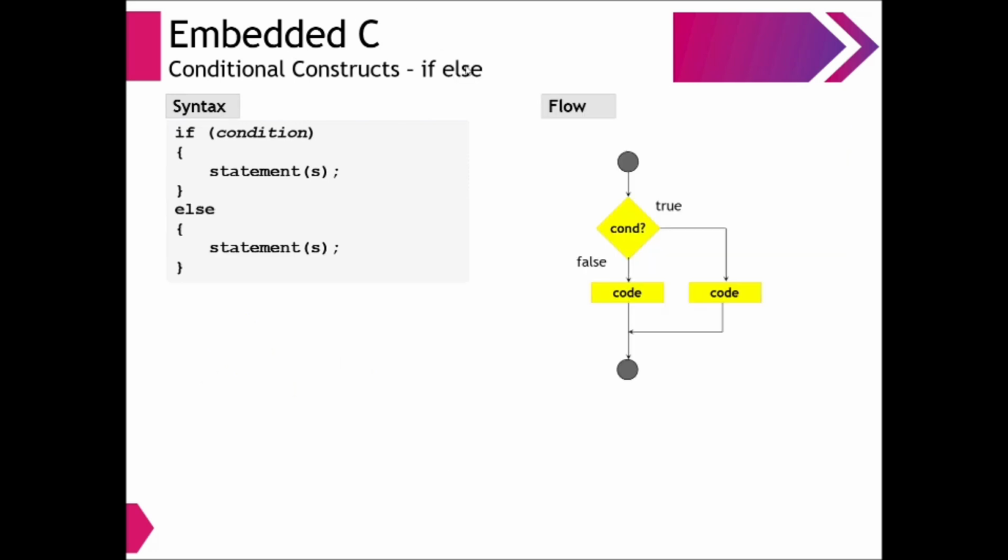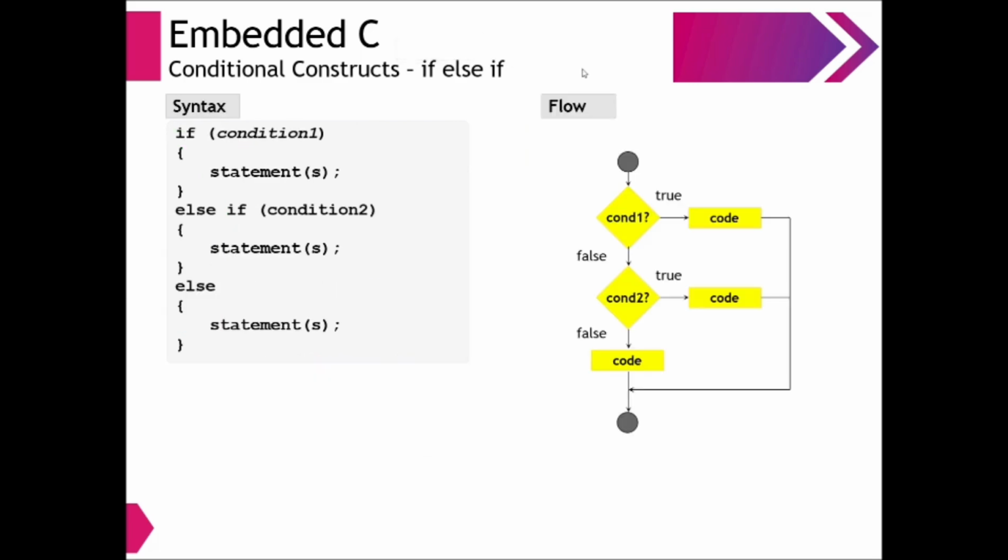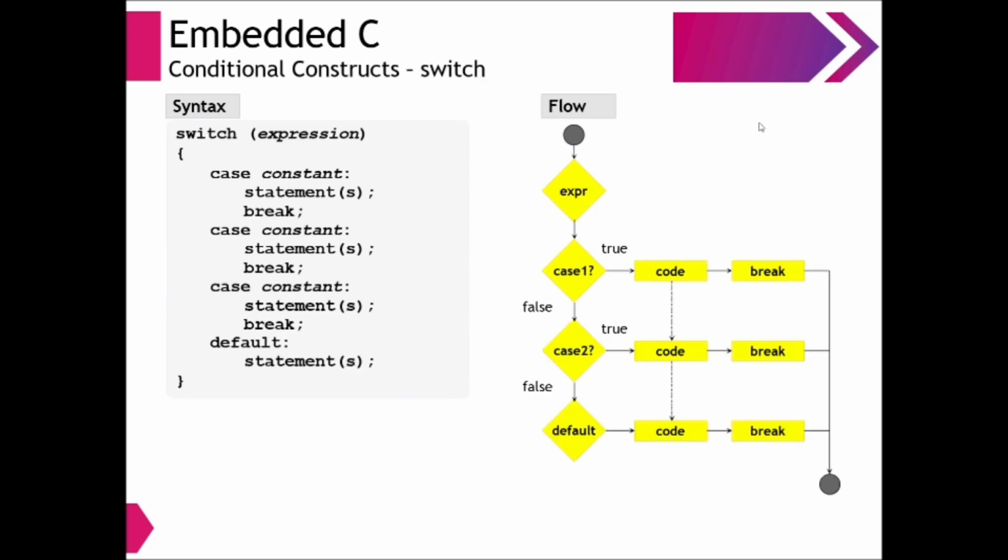And followed by if else, there is also a syntax showing how to represent the program, and how the flow of work is also given in the flowchart. Followed by the else if, there is also an example program, and we will come to the if else statement. This is the syntax format and the flow graph of the if else statement, and followed by the switch statement.